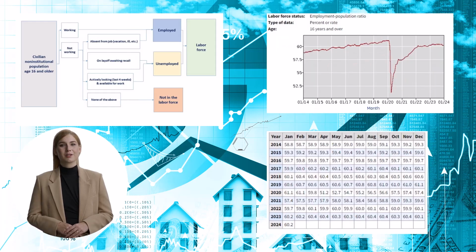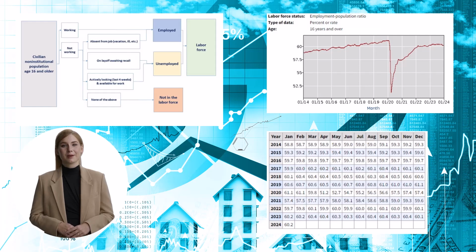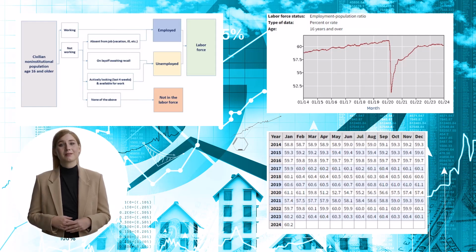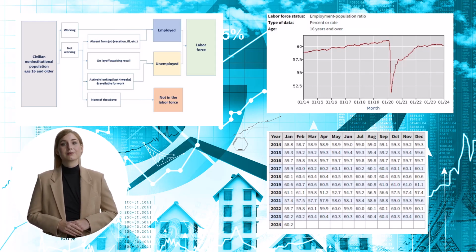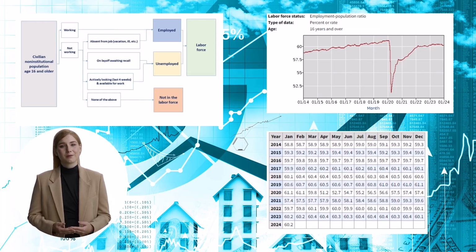The next graph and chart report the employment population ratio, which is slightly different from the LFPR. It is calculated by dividing the total employed by the civilian non-institutional population, dividing the blue box by the gray box, and then multiplying the result by 100 to express it as a percentage. That calculation differs from the LFPR because it does not include the unemployed, the yellow box.